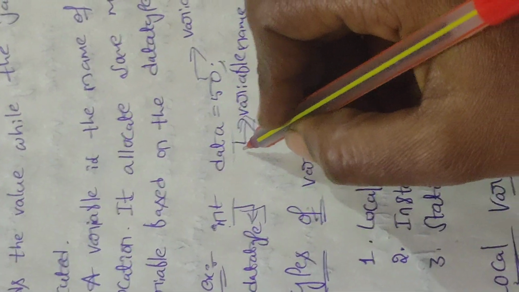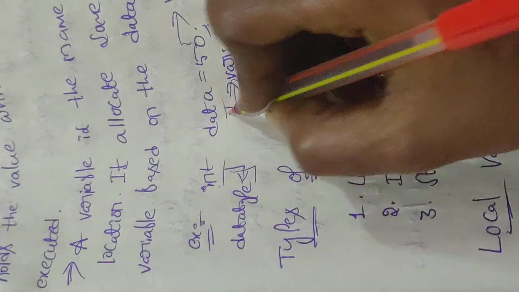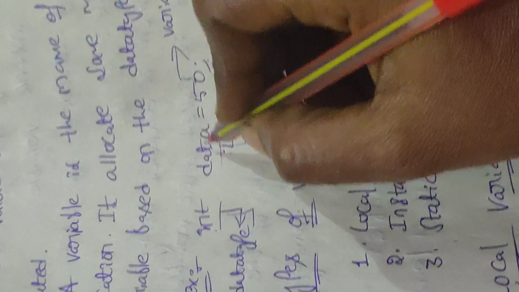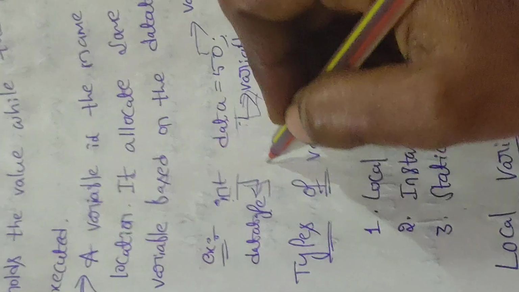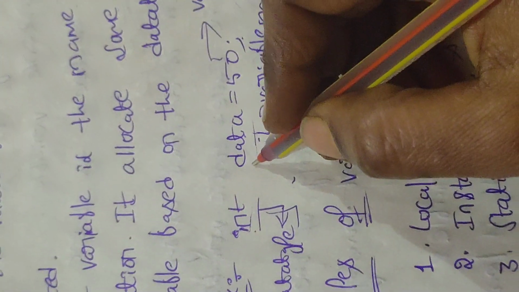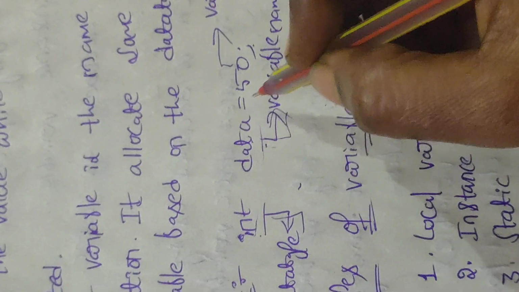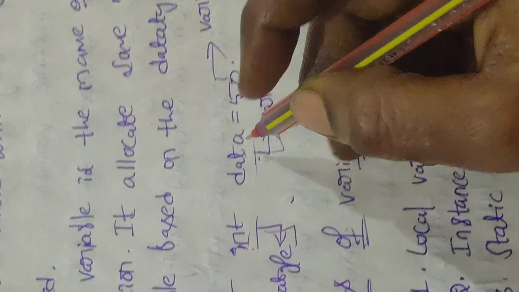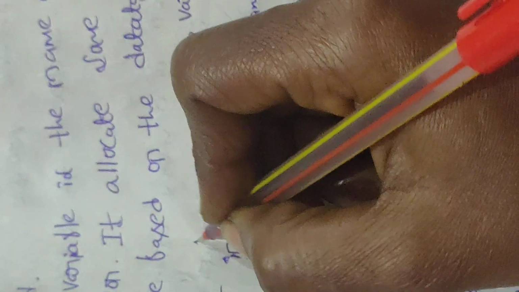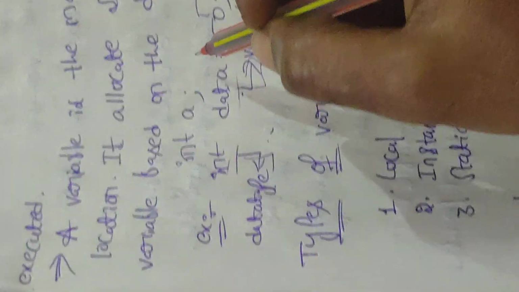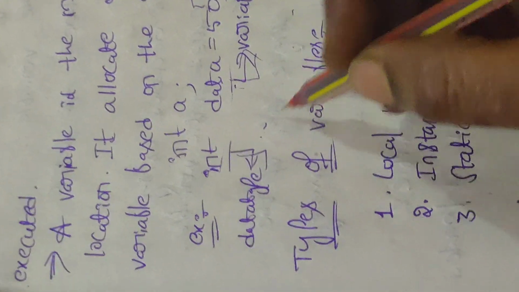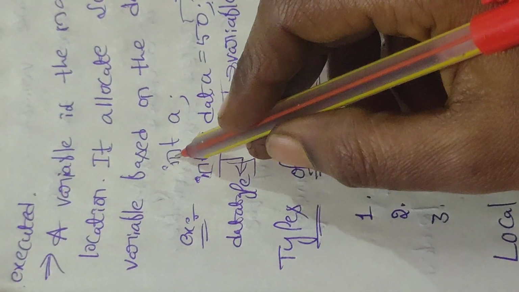If you want to declare any variable, declaring a variable means you need to mention the data type of that variable before the variable name. This is the declaration of a variable and assigning a value to the variable at a time. We can also declare a variable only, without assigning any value. Here this is the variable name and this is the data type.